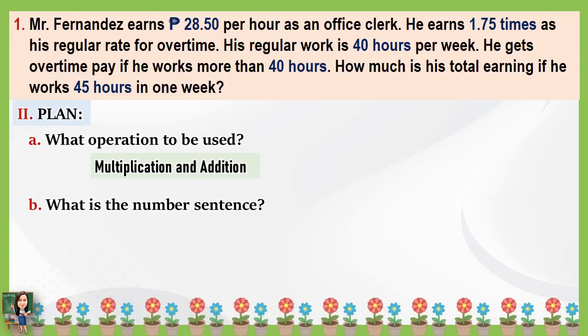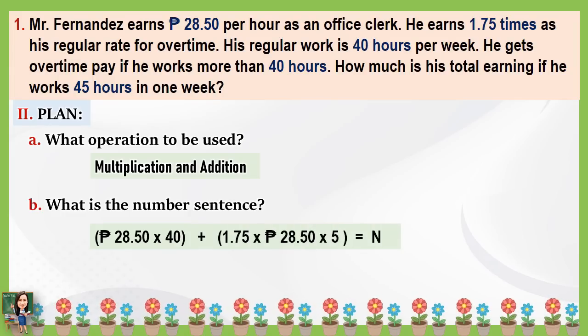What is the number sentence? The number sentence is 28 pesos and 50 centavos times 40 hours plus 1 7/75 times 28 pesos and 50 centavos times 5 days equals n.